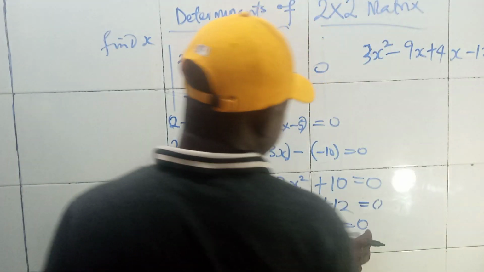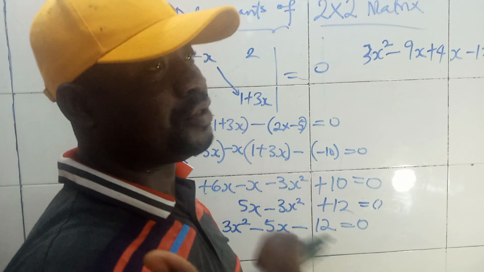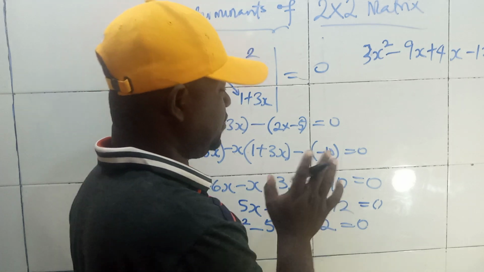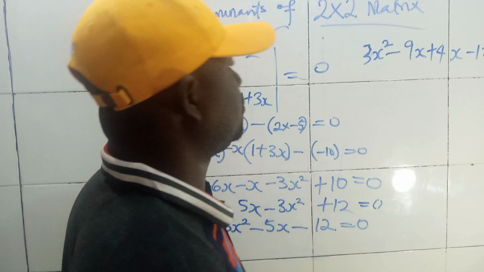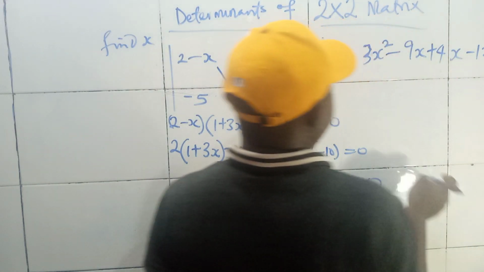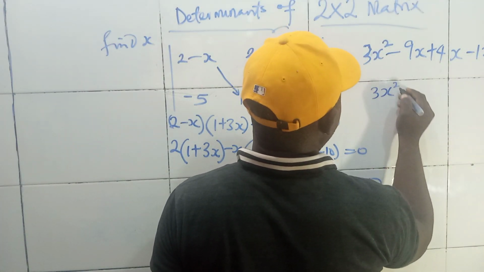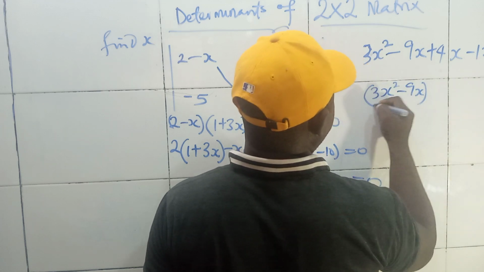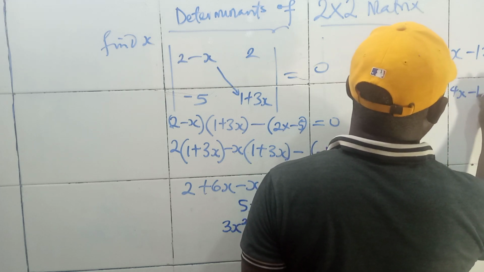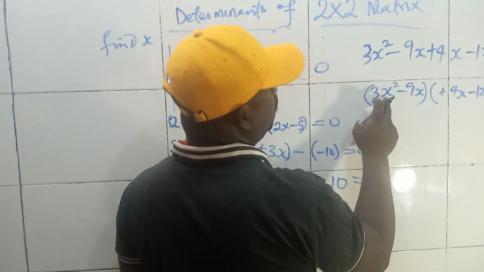You can see I've factorized this. Very simple. If you can't recollect the way I did it, please go and watch my video on quadratic equation. I took my time to explain the factorization method. So this is now 3x squared minus 9x. So by the time you factorize, you have to put it in two brackets. So you have 3x squared minus 9x in a bracket, then plus 4x minus 12 in another bracket. Everything equal to 0.